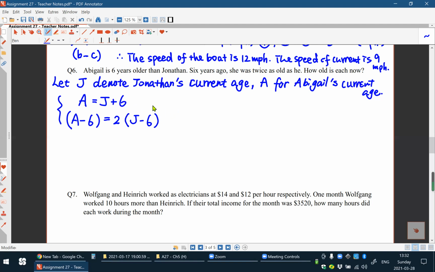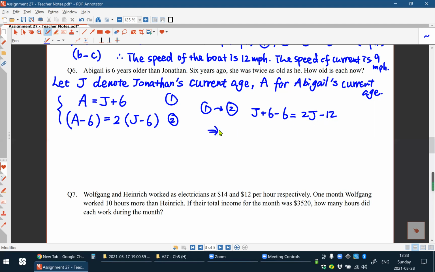We have 2 variables and 2 equations, so we should be able to find the values of the 2 variables, right? We can just put the first equation into the second equation. This will give us J plus 6 minus 6 equals 2J minus 12, right?